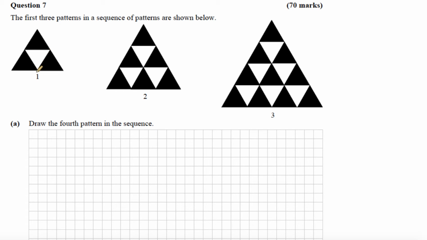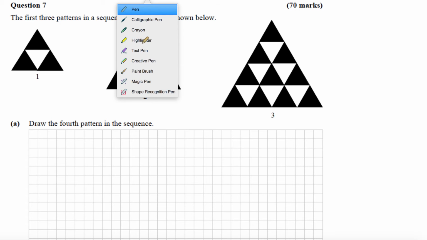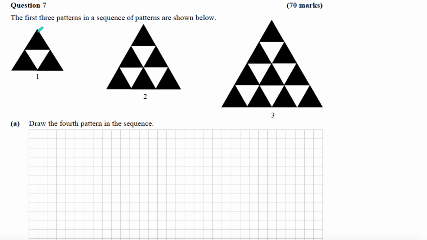Okay, so we can see what's happening here. Each time we're adding an extra layer to the bottom of the pattern. So we have this on top of the pattern each time, and then we're adding another layer underneath. You see that's in all of them. So we're going to start by drawing that and then adding the layers to that.